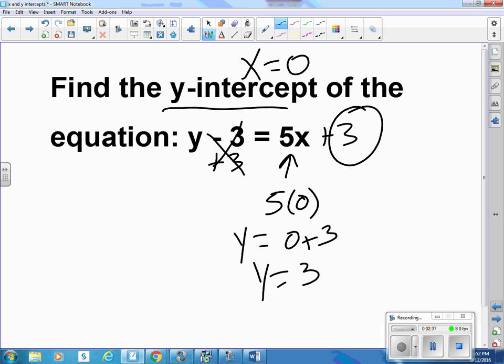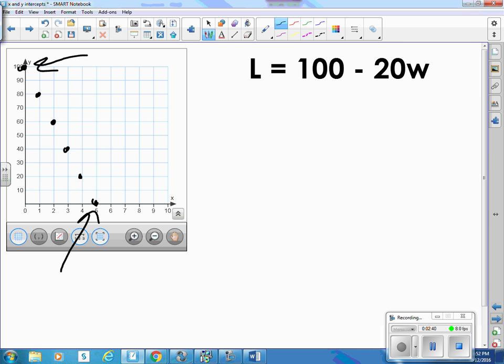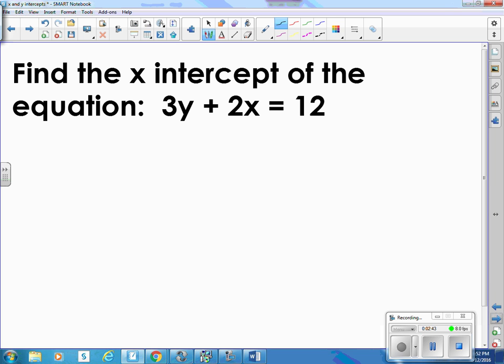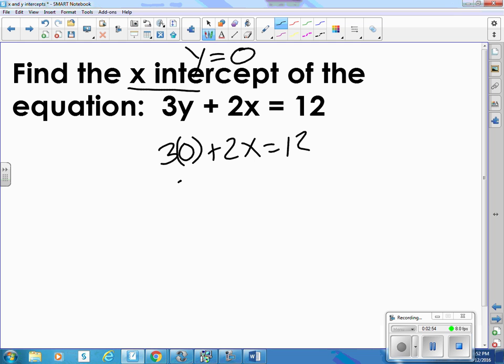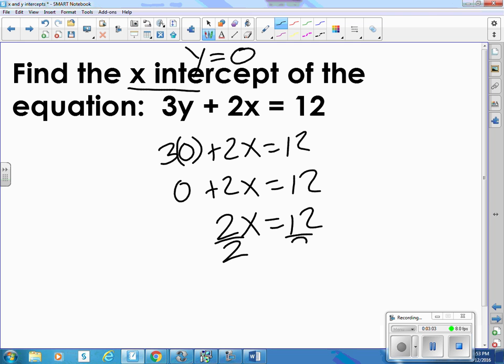Okay, so this one we're looking for an x-intercept. So y is equal to 0. So 3 times 0 plus 2x equals 12. Well, 3 times 0 is 0. And so 2x equals 12. Let's solve that equation. 2 divided by 2 is 1. 12 divided by 2 is 6. So the x-intercept is 6. When y is 0, that's when you're right on the x-axis.